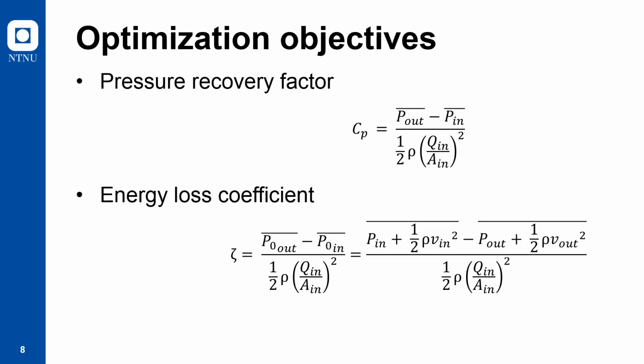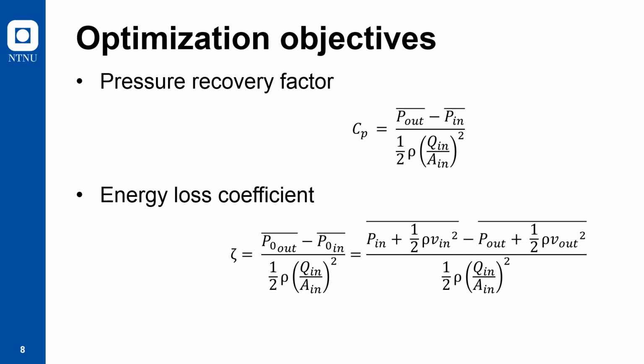Secondly, we have the energy loss coefficient, which reflects the reduction in the total pressure, or the sum of pressure and kinetic energy losses. Intuitively, we want to avoid losses, so it is desirable to keep the energy loss coefficient as low as possible. This objective is widely used in CFD optimizations, but poorly used in experimental lab analysis, as it is difficult to measure the entire velocity profile at the inlet and the outlet of the draft tube.